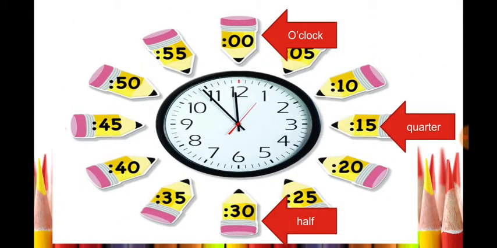As you remember, here is my analog clock. Here at 12, the minutes are 0, or o'clock. Here is 5, 10, 15, 20, 25, 30, 35, 40, 45, 50, 55, and I go again to the 0. For 0, it's o'clock. For 15 is a quarter. For 30 is a half.